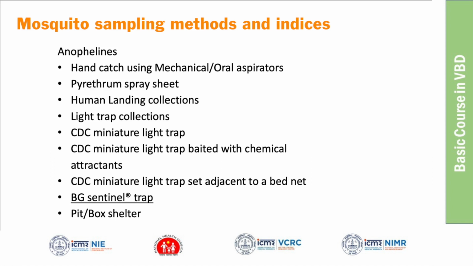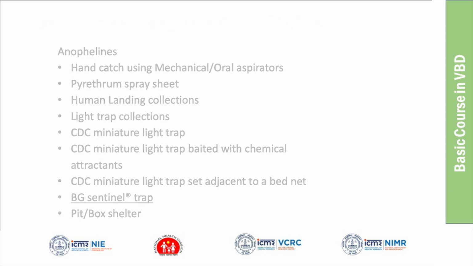You can use the CDC miniature light trap alone or with chemical attractants like butanol, carbon dioxide, octanol, etc. But nowadays for sampling, they set the CDC miniature trap adjacent to a man sitting inside a bed net. You can also use the BG Sentinel trap. Then for outdoor, you can use pit or box shelters. These are the methods available for sampling.